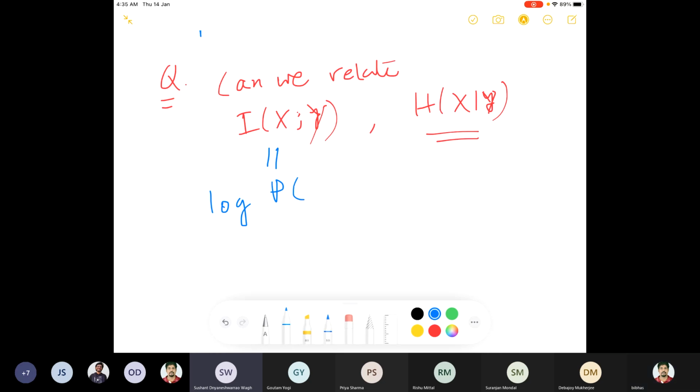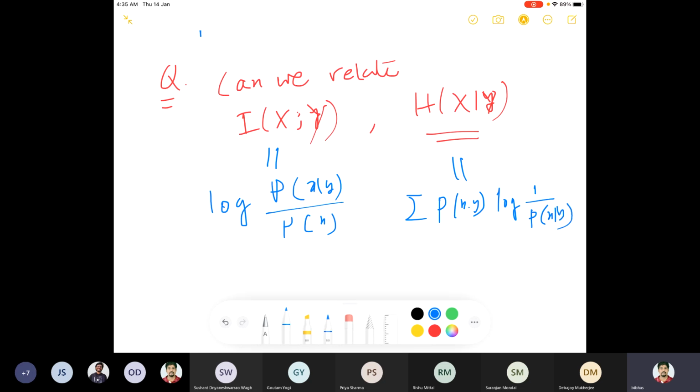Okay, good. So x given y, and this is x. And then this is equal to what? This is equal to negative of summation of p of xy log of p of x given y. Okay, maybe I can write this. So now how to relate this?